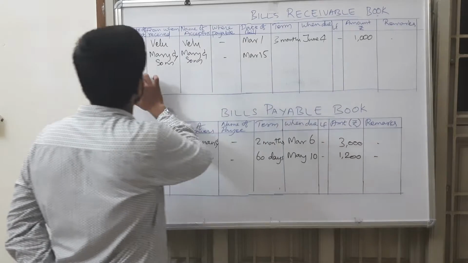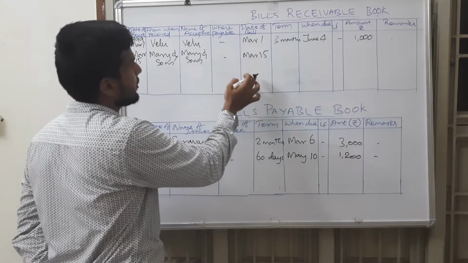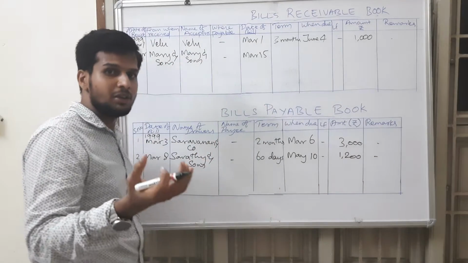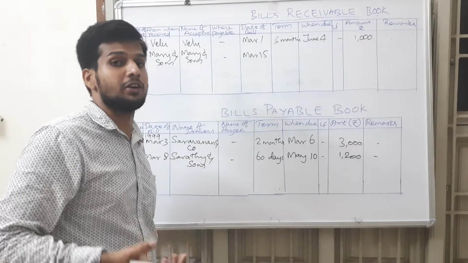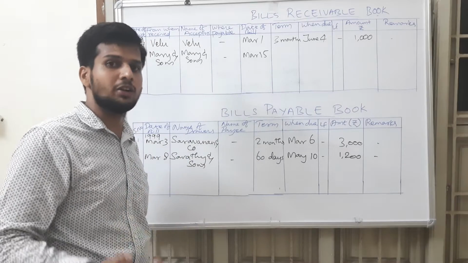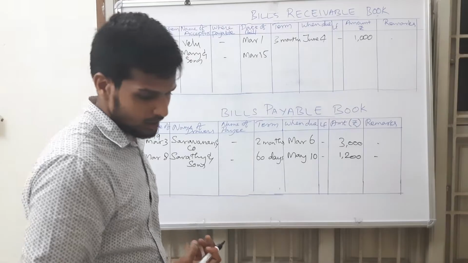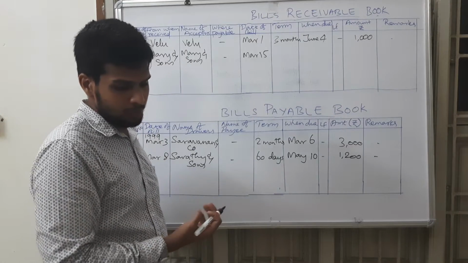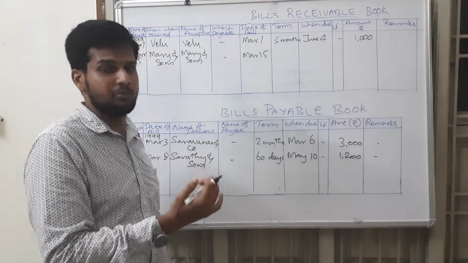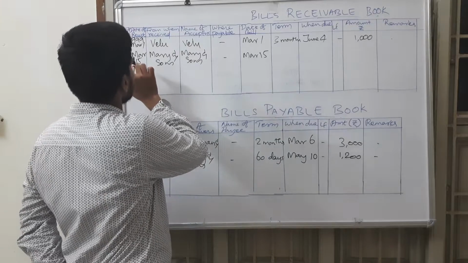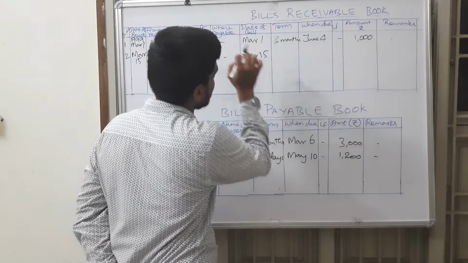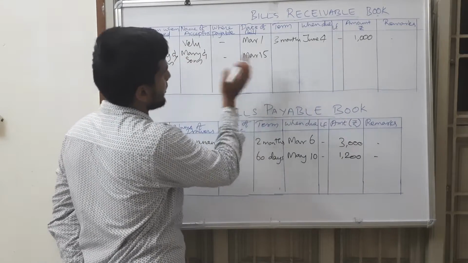Why here there are 2 dates, the date of the receipt and the date of the bill? Sometimes we may receive the bill on a different date. So here both dates are the same, so we are only mentioning the date of the receipt and the date of the bill in both columns, right?